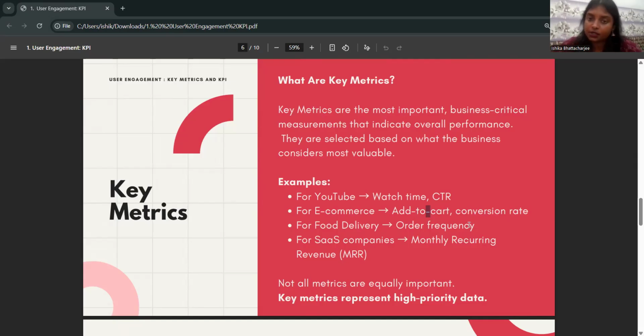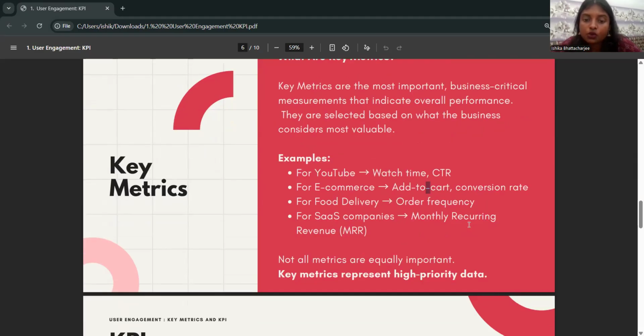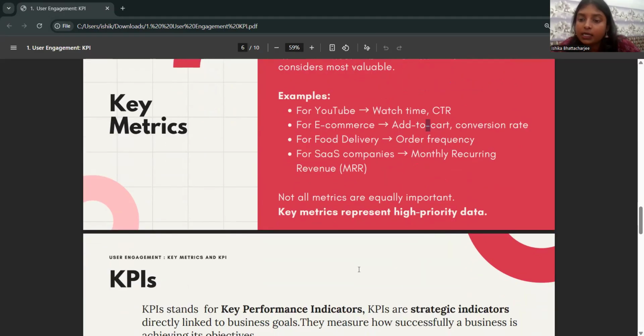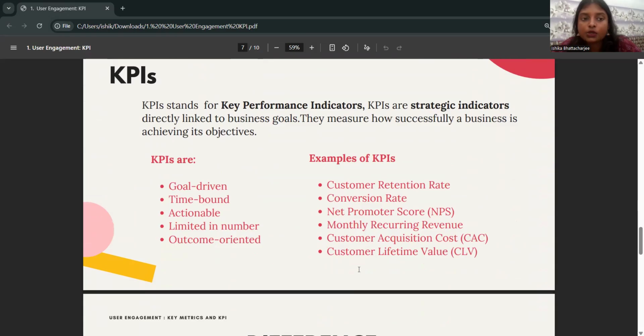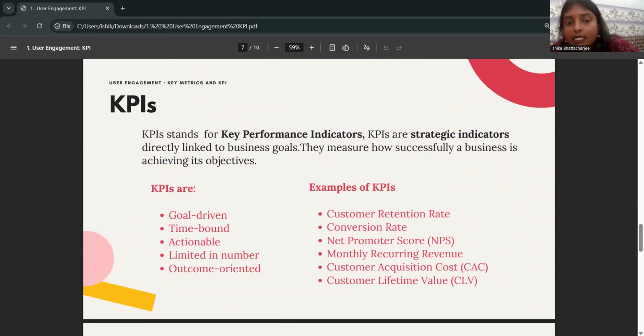So among all the metrics, there are some metrics which are going to be my key metrics. Now, the point is not all the metrics are equally important. So key metrics represent the high priority data. Now let's come into KPIs. Now KPI stands for key performance indicators, right? So why are these important? So these are actually strategic indicators directly linked to business goals.